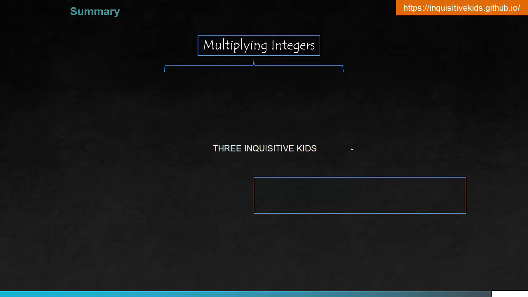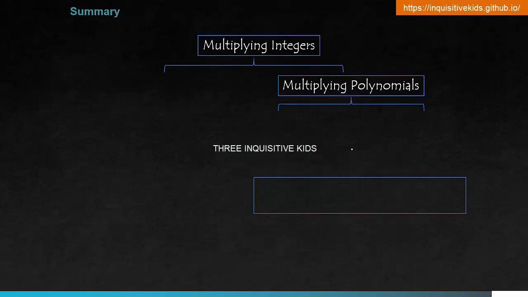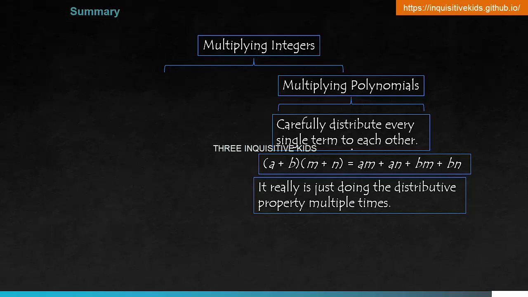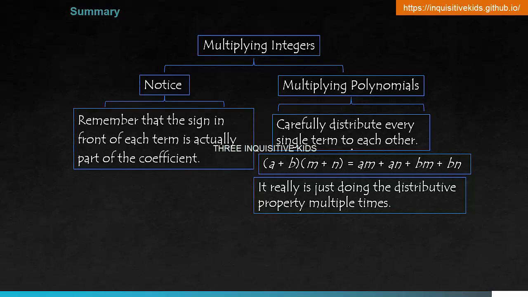Summary. Multiplying polynomials. So in this lesson, we focused on multiplying polynomials. Carefully distribute every single term to each other, so basically using the distributive property of multiplication. A plus b, for example, times m plus n equals am plus an plus bm plus bn. It really is just doing the distributive property multiple times. Notice too, remember that the sign in front of each term is actually part of the coefficient.